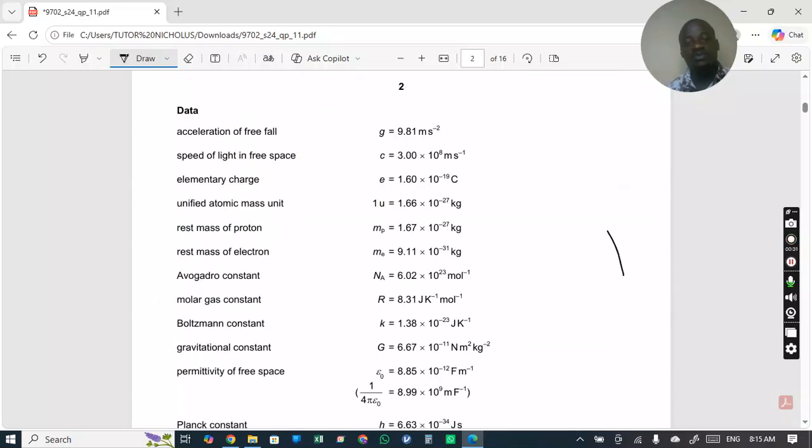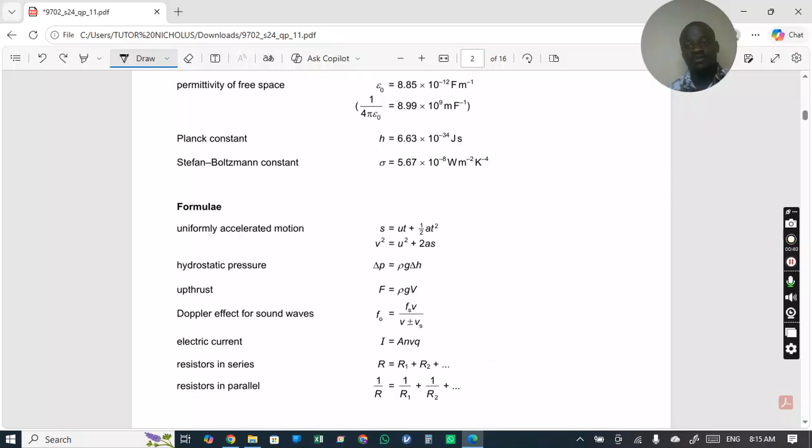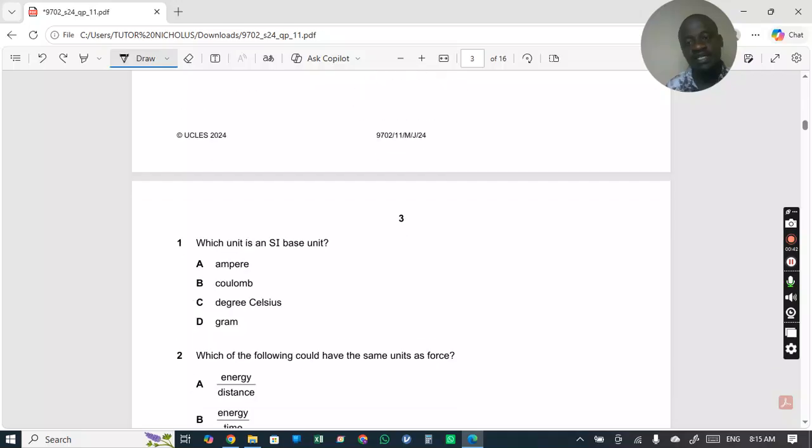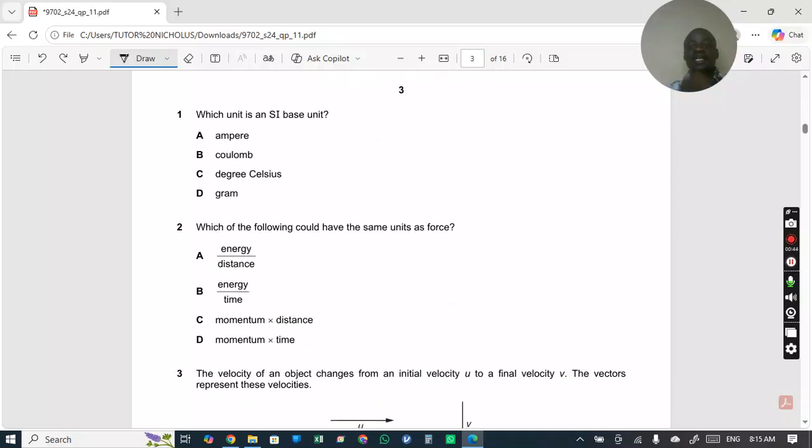So the question one, normally in this paper, we are given a formula, or not a formula but the concept you'll be using, and formulas as well. So which unit is an SI base unit? This is a question. Of course, we know very well that our answer is ampere.